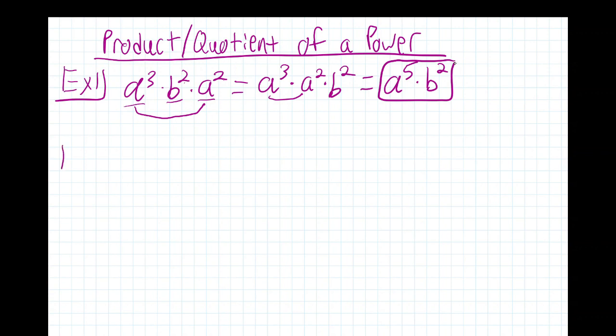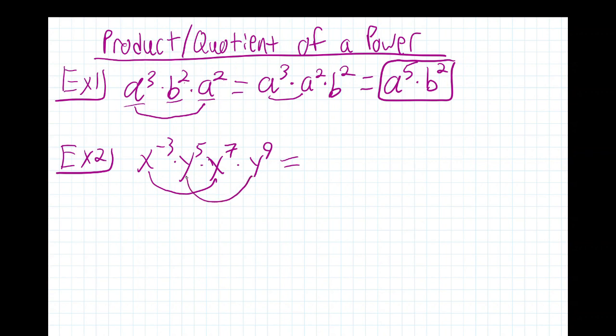Next up, we have x to the negative third times y to the fifth times x to the seventh times y to the ninth. Now for this example, again, we add the exponents for the x's and you add the exponents for the y's. So it's x to the negative third times x to the seventh times y to the fifth times y to the ninth. Now, when we add these together, negative 3 plus 7, well, that's going to become positive 4.